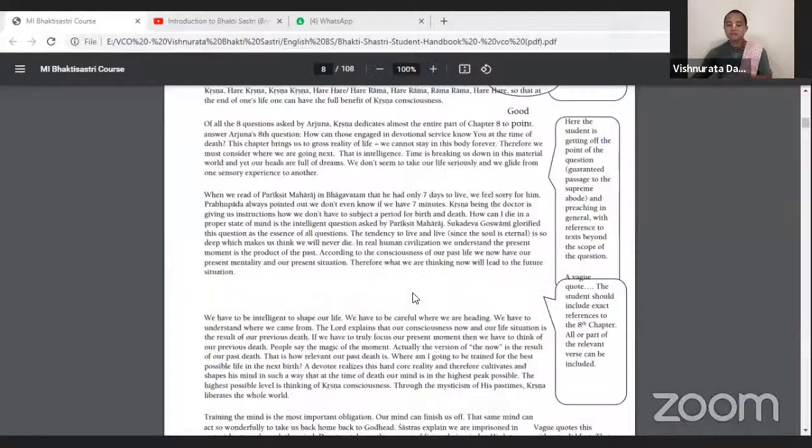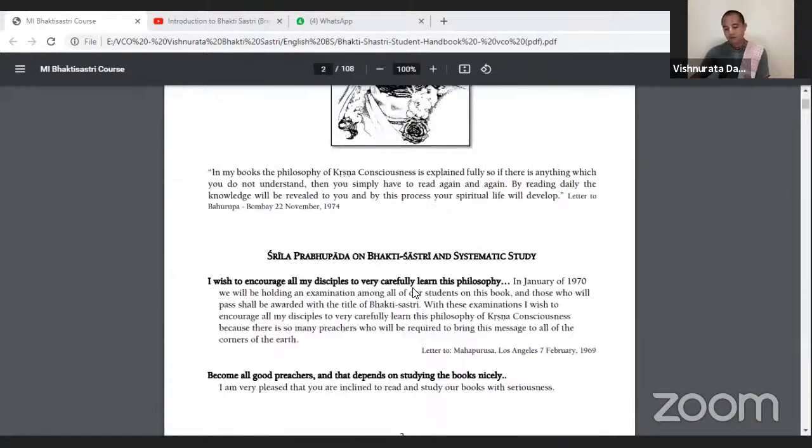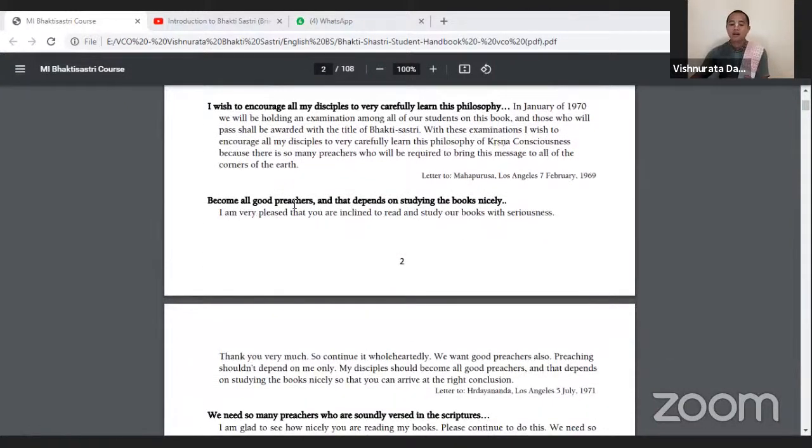So you are applying for the first unit, for the Bhakti Sastri. The first unit consists of the first 6 chapters of the Bhagavad Gita. I have sent you the student handbook for your study guide. Let me share my screen. If you can see here, this is the student handbook. There are some quotations from Srila Prabhupada on Bhakti Sastri and systematic study, so you can read on your own. This is just to inspire you.